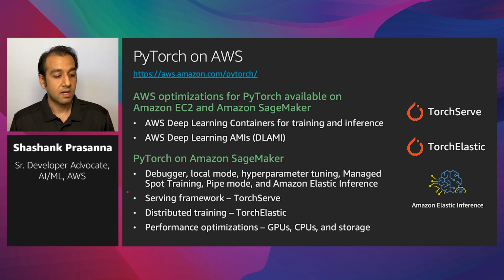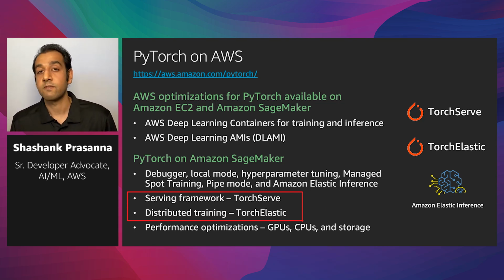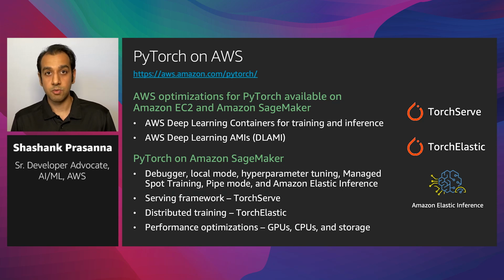A couple of things I want to point out: AWS partnered with Facebook to also develop TorchServe, which is a model serving framework for PyTorch, similar to how you have TensorFlow Serving for TensorFlow, and also Torch Elastic, which is a distributed training framework for PyTorch.